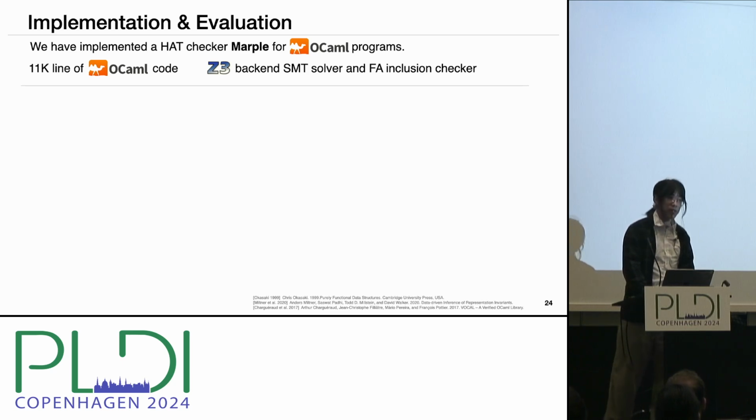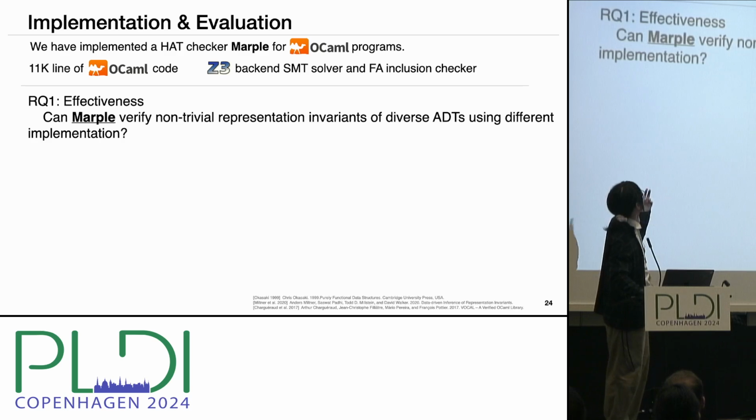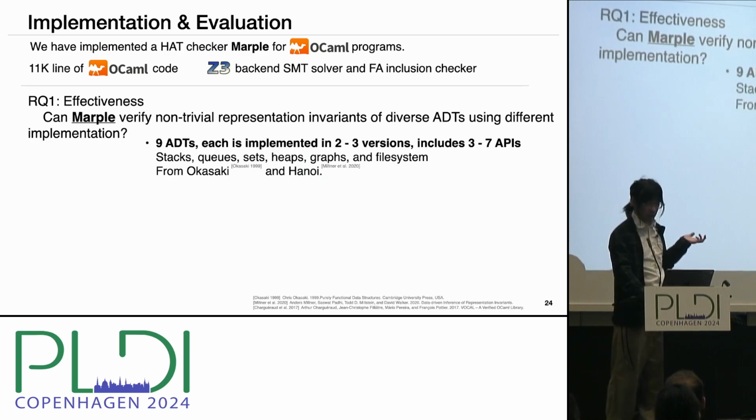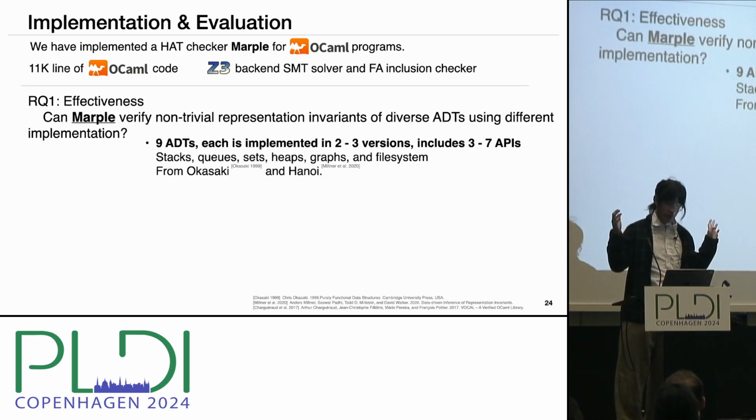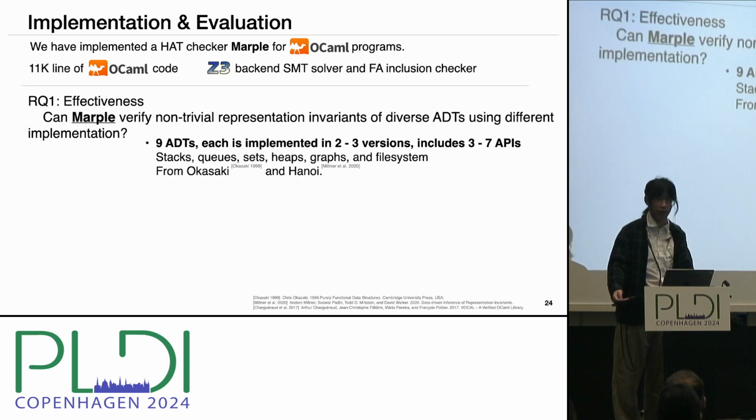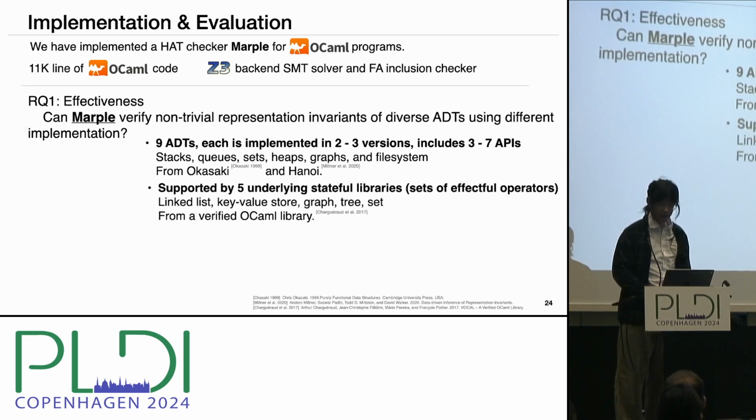For the evaluation, the first research question I want to ask is about effectiveness. Our benchmark includes 9 ADTs, each implemented in 2 to 3 versions, with 3 to 7 APIs. It actually supports 5 underlying stateful libraries, so it means that we have 5 different sets of effectful operators that can be used.